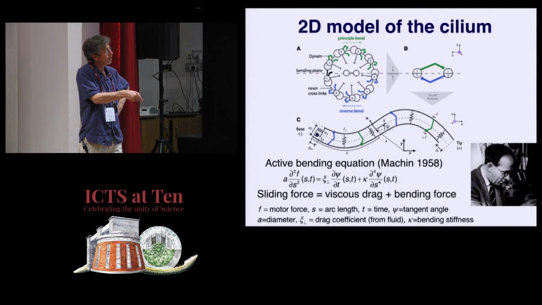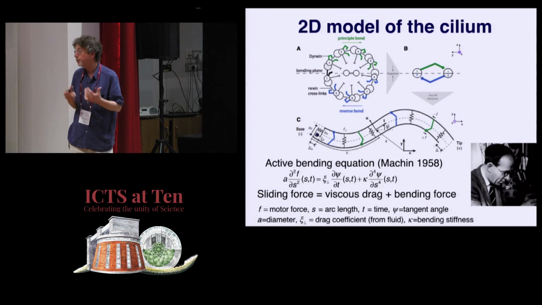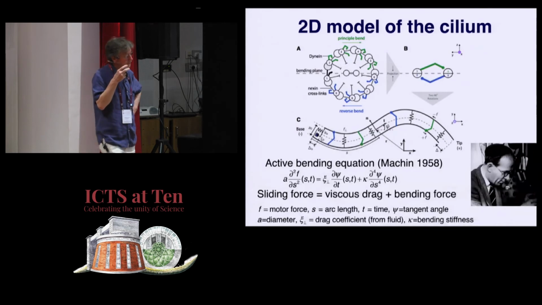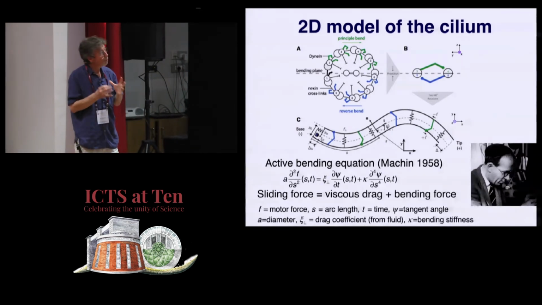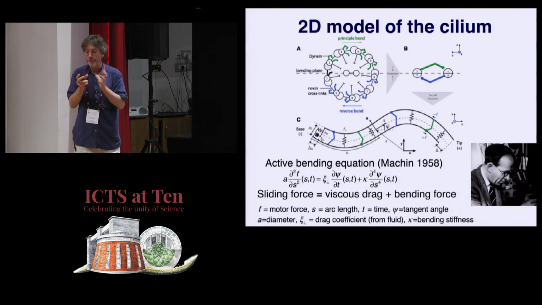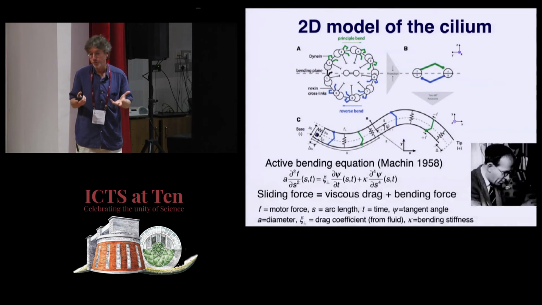The A is the diameter, this is the drag coefficient, and that's the bending stiffness of the structure. Now, the problem with a model like this is that we have to know what the force is that's driving it, and we don't know what the force is. And the idea for developing a theory of motion of this thing is to propose that the force depends on the angle or the sliding or whatever, and then if we can have a force which depends on angle, then we've got an equation and we can solve that equation.